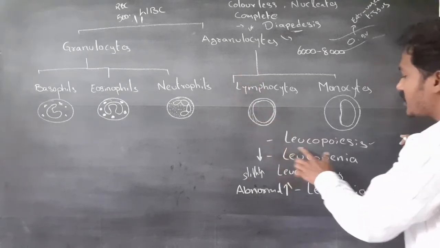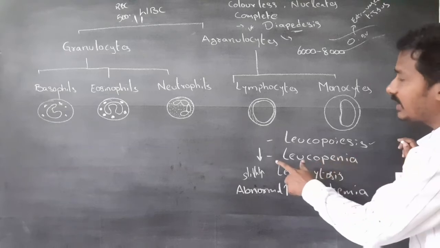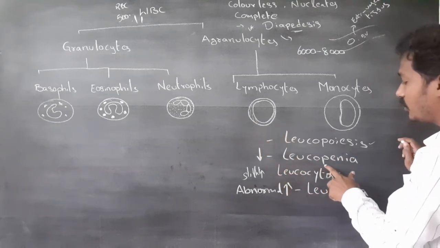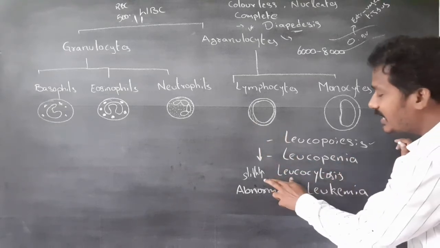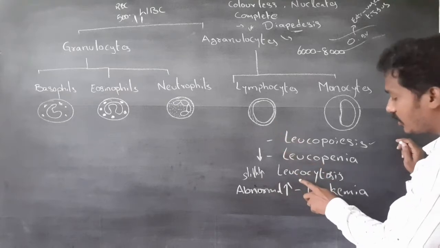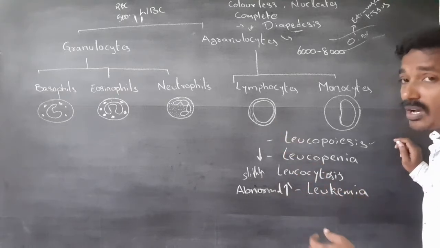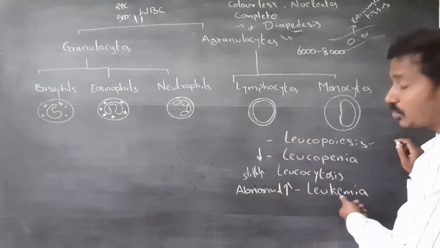Formation of WBC is called leukopoiesis. Decrease in the number of WBC is called leukopenia. Slight increase of WBC is called leukocytosis. Abnormal increase of WBC is called leukemia.